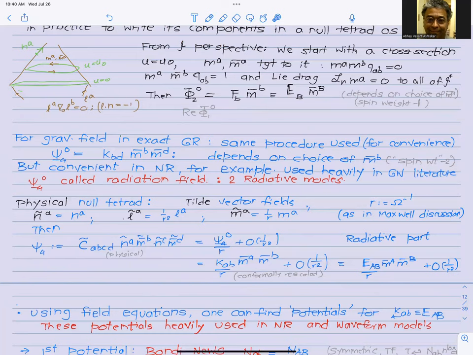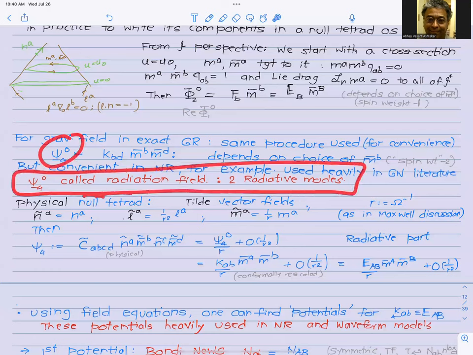And this is convenient in numerical relativity, for example, and it is used heavily in the gravitational wave literature. And psi 4 naught is called the radiation field, and it has 2 radiative degrees of freedom.